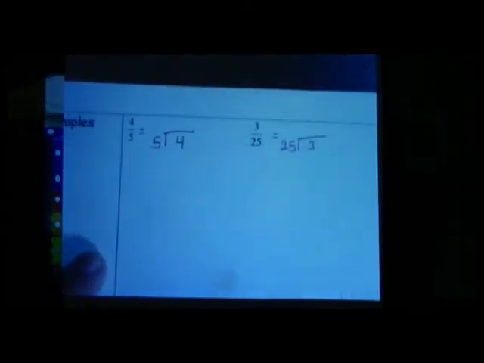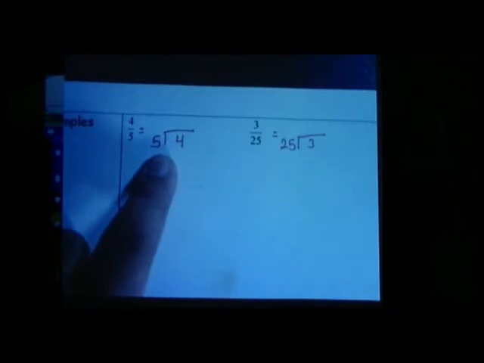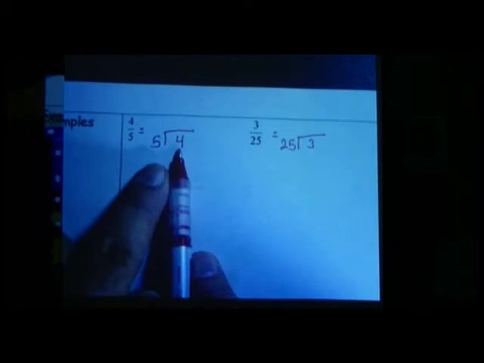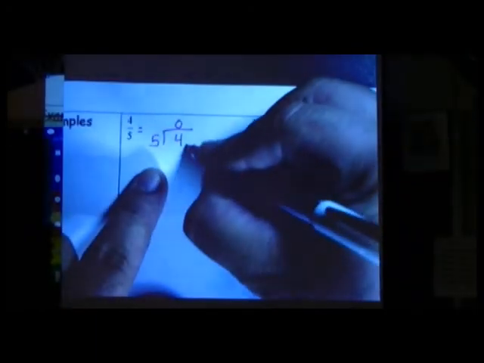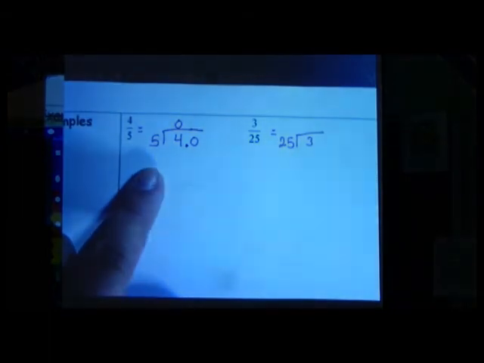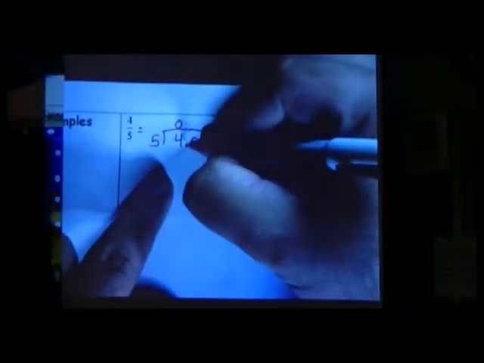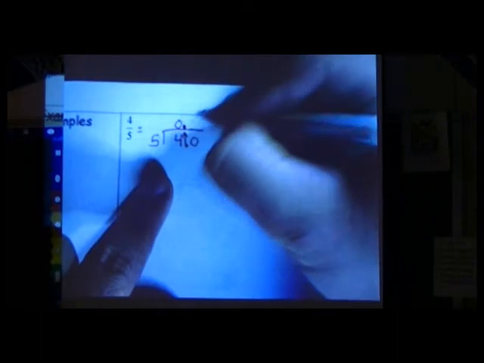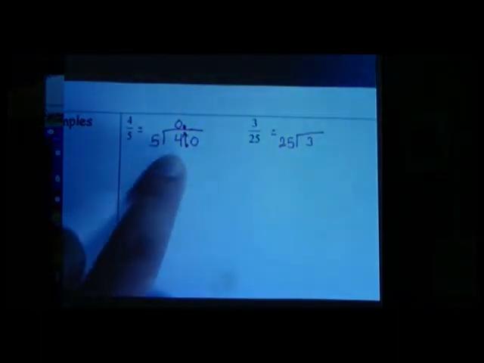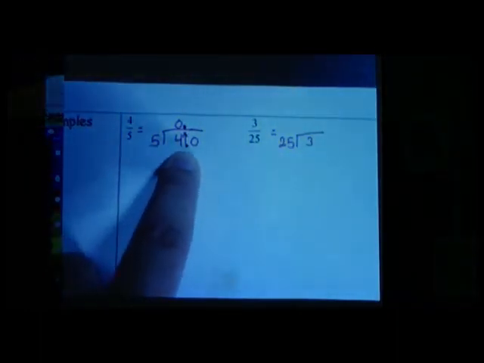Alright, now let's work it out. The first one, 4 is being divided by 5. So what I noticed right off the bat is that 5 is too big to go into 4. 5 cannot go into 4 because 4 is smaller. So I'm going to put a 0 on top of the 4, and I'm going to add a decimal and a 0 inside that division bracket. Now that I've done that, that decimal can move straight up into my quotient, and now I'm able to divide because I have a 4 and a 0, that's 40, and I know that 5 goes into 40 8 times.